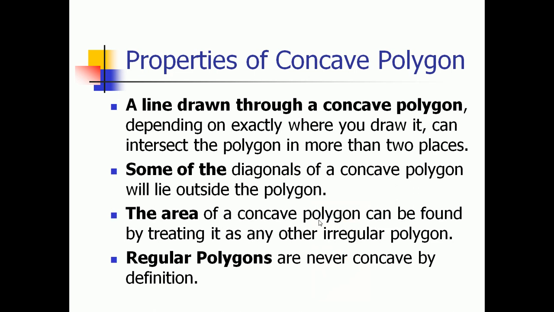Regular polygons are never concave by definition. The area of a concave polygon can be found by treating it as any other irregular polygon, right? So we can say it is an irregular polygon which does not have a fixed shape.